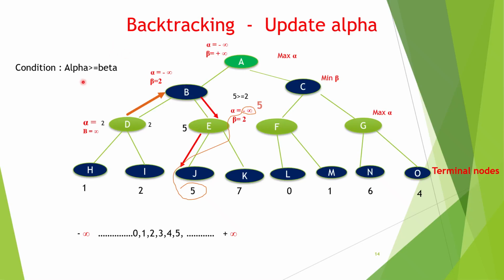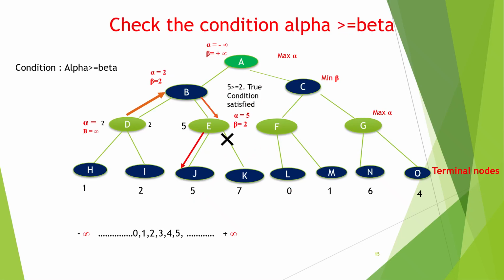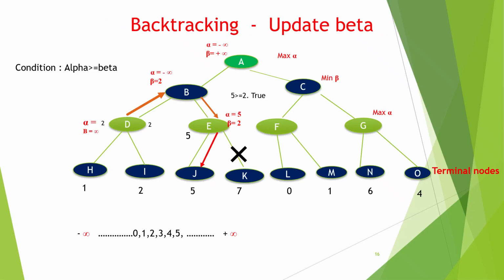Now check the condition: alpha greater than or equal to beta. What's the alpha value? 5. What's the beta value? 2. 5 is greater than 2, so the condition is satisfied and there is no need to traverse from E to K. Then backtrack to B.